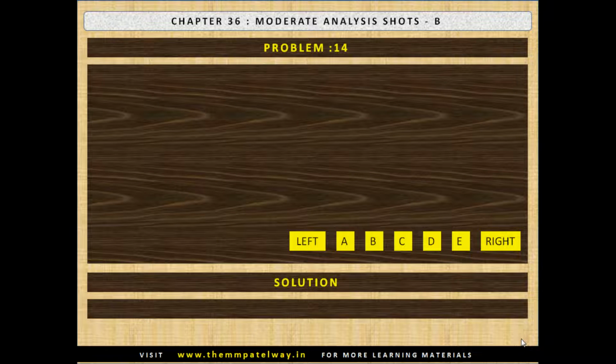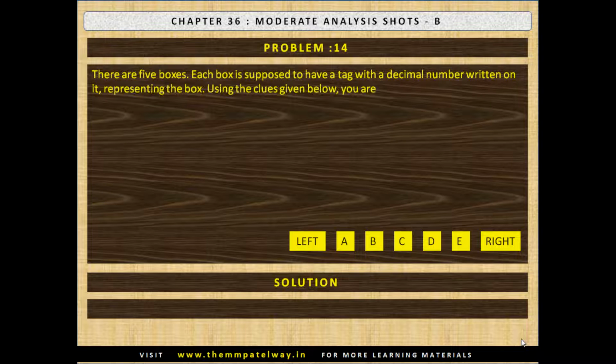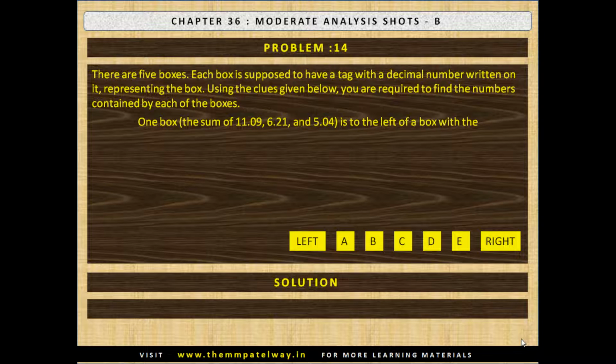Problem number 14. There are 5 boxes. Each box is supposed to have a tag with a decimal number written on it representing the box. Using the clues given below, you are required to find the numbers contained by each of the boxes. One box, the sum of 11.09, 6.21 and 5.04 is to the left of a box with the difference between 13.27 and 1.34. C is not 13.47.